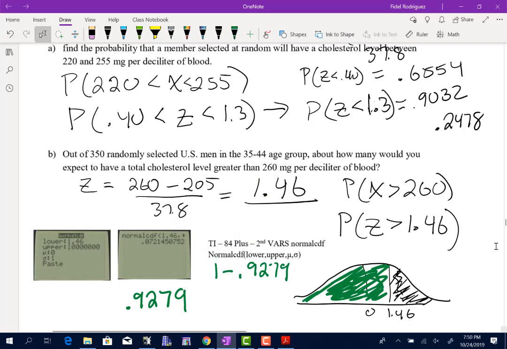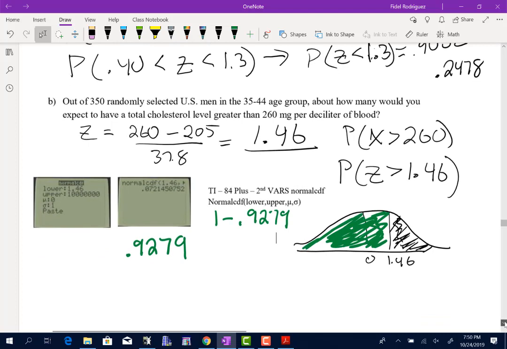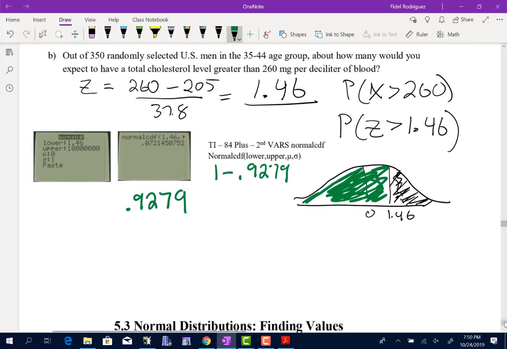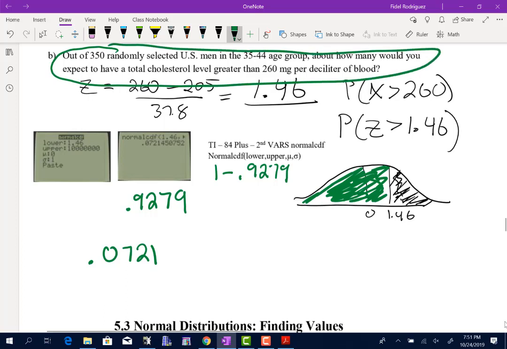Okay, so we're not quite done yet. We're going to figure out what this means. So we came up with 0.0721. Now guys, look what the question says. How many people are we looking at here? We're looking at 350 of them, okay? So out of 350, what percent of them would have a cholesterol greater than 260? About 0.0721 of them. So I'm just going to take this number and multiply it by 350.